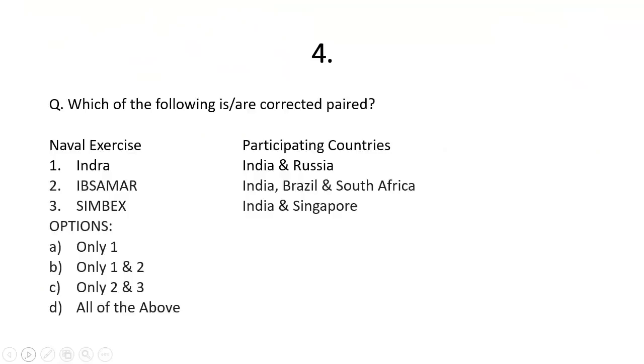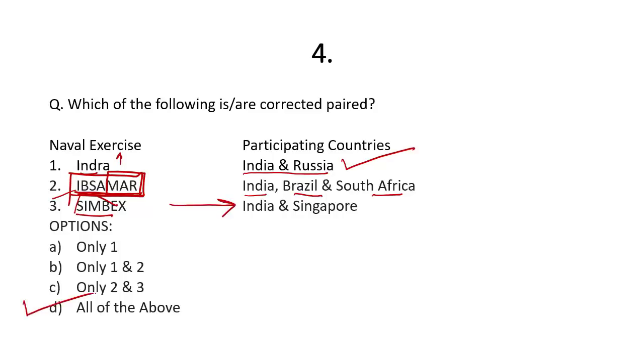Which of the following are correctly paired? Indra, it's a naval exercise between India and Russia, correct. Ipsamar, it's between India, Brazil and South Africa, correct. Because India, Brazil, South Africa, maritime. SIMBEX deals with India and Singapore. All these statements are correct. When you look at Ipsamar, it basically means India, Brazil, South Africa, maritime.